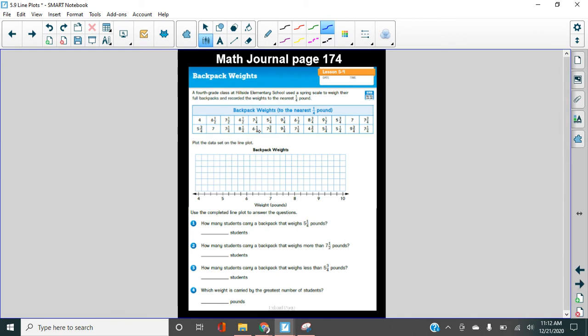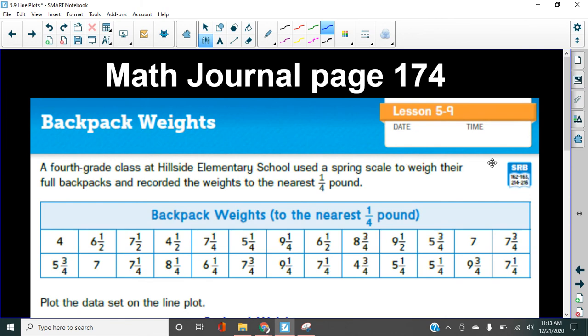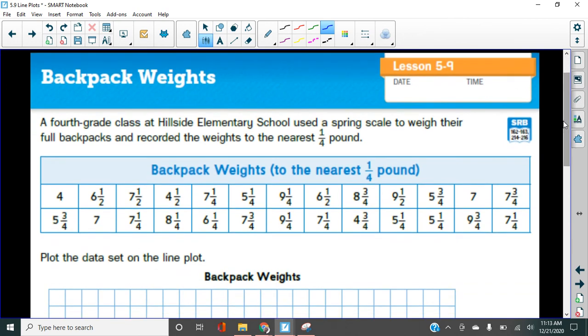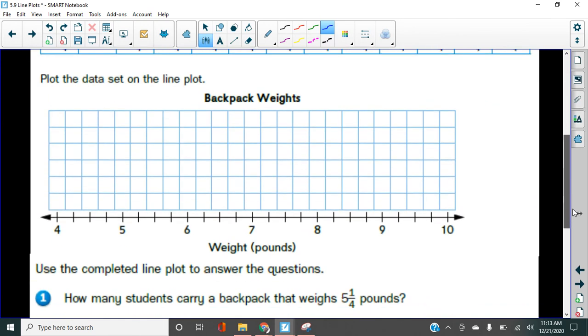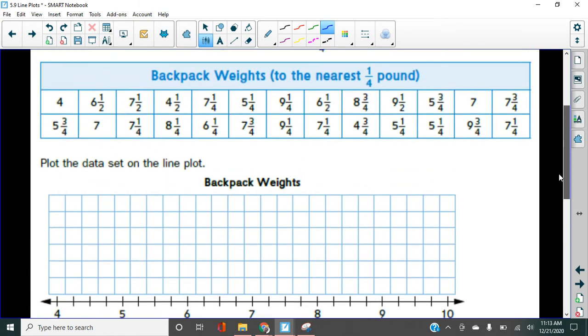Here is what we are going to do. Go ahead and open up to page 174. When you are on this page, what you're going to be doing first is recording these weights. Let's read it. A fourth grade class at Hillside Elementary School used a spring scale to weigh their full backpacks and recorded the weight to the nearest fourth of a pound. You can see that they have set up their horizontal axis, which is sometimes called an x-axis. And here's all their data.